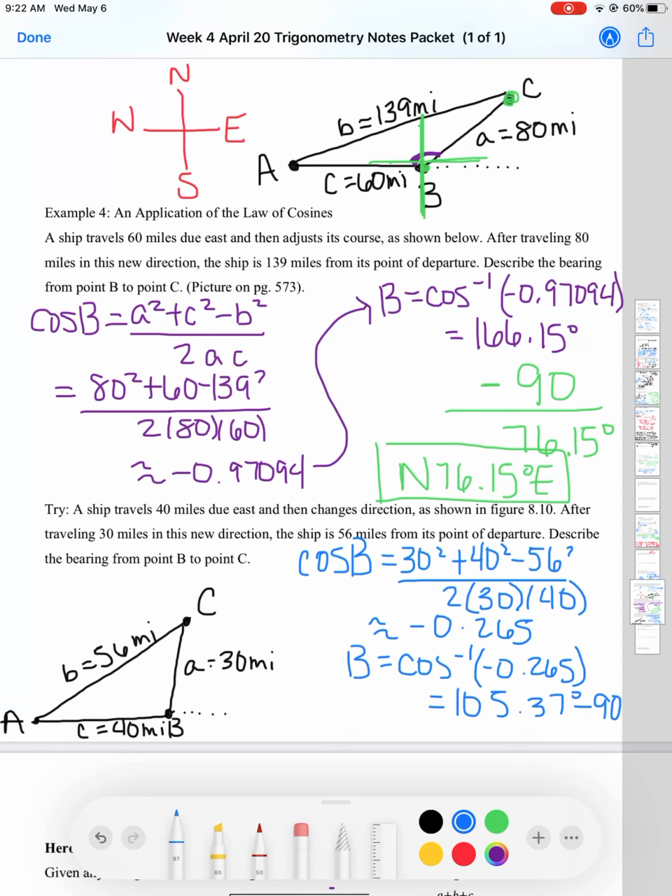Subtract 90 degrees, and we get north 15.37 degrees east, which makes sense because if you see, we didn't really adjust our course as drastically as we did in the example above.